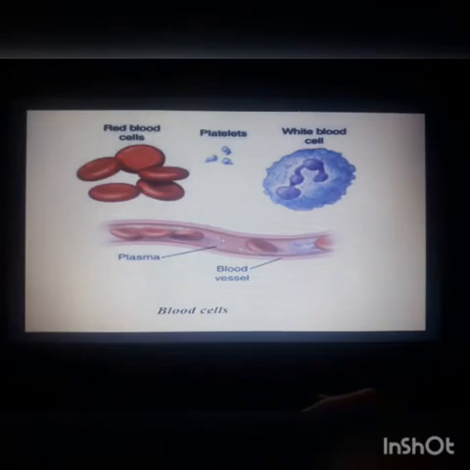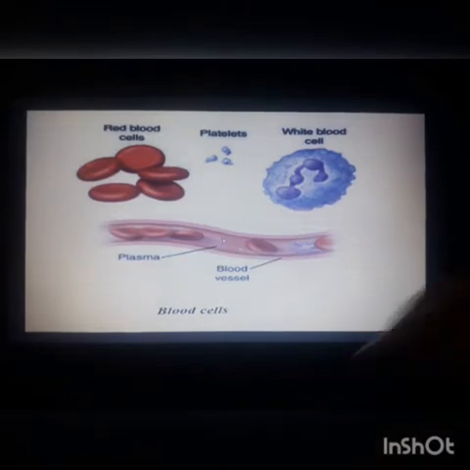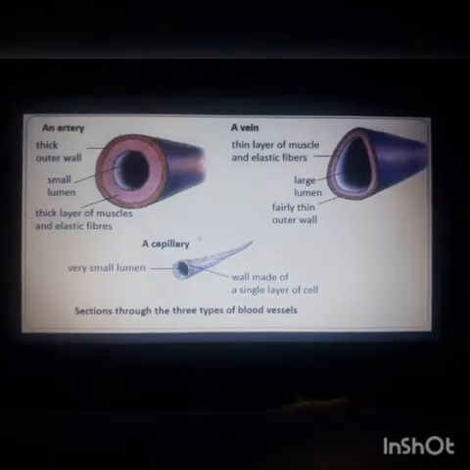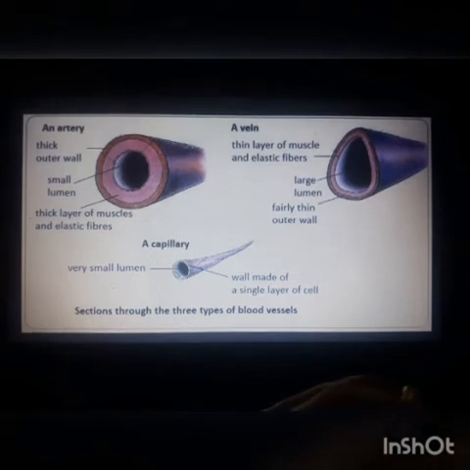This is the blood, the medium which has to be transported. Then we have blood vessels. Blood vessels are of two types, an artery and a vein. An artery carries oxygenated blood, a vein carries deoxygenated blood.